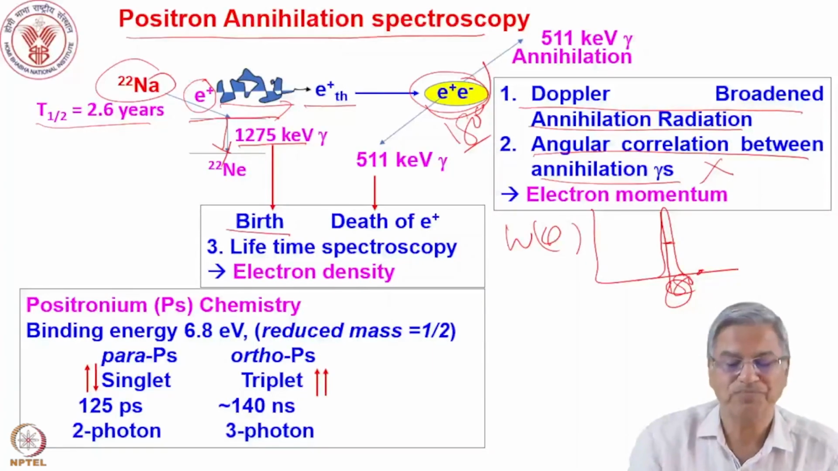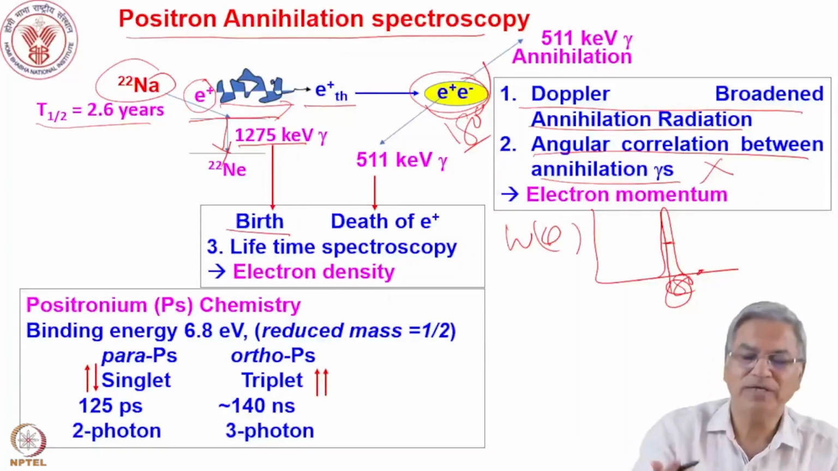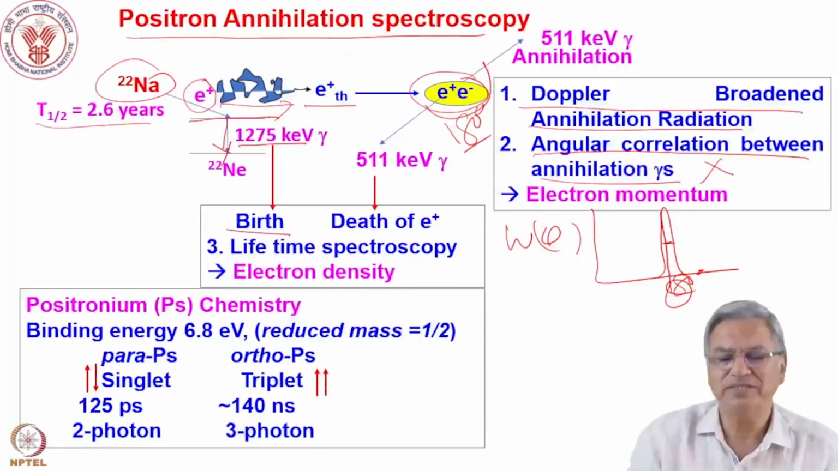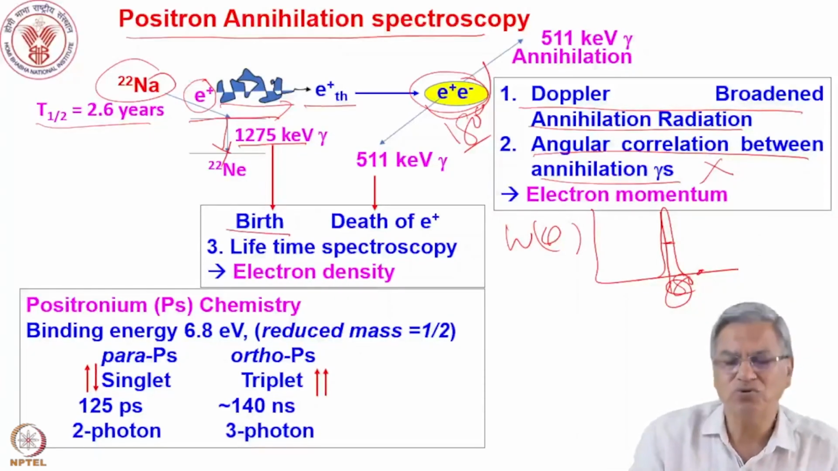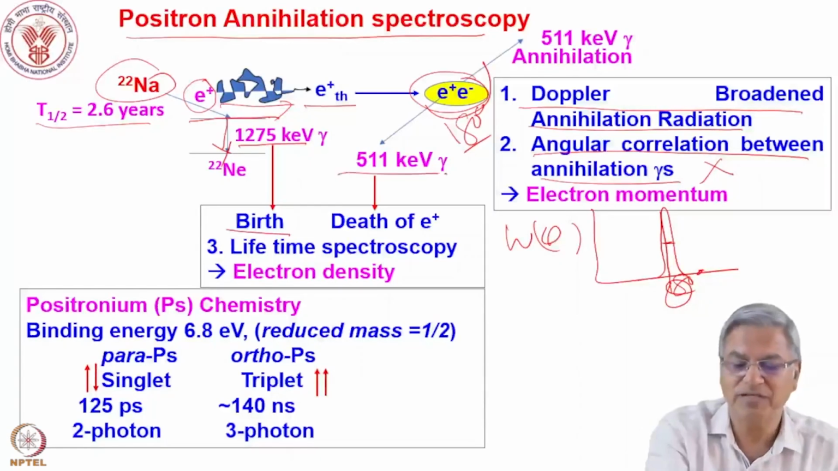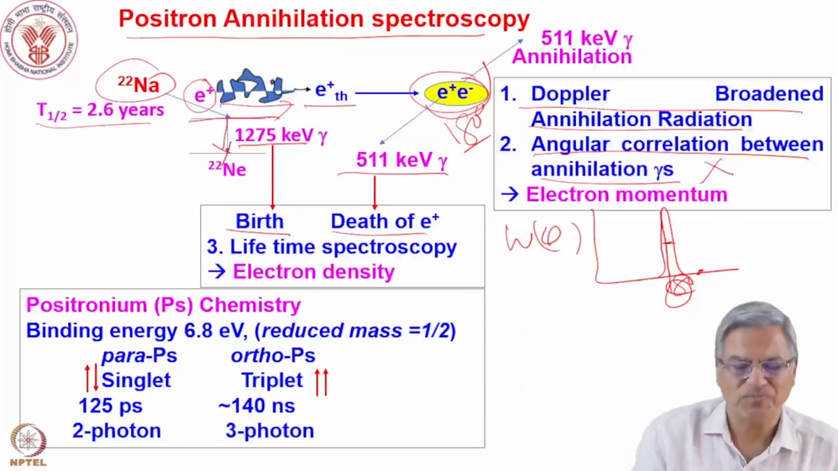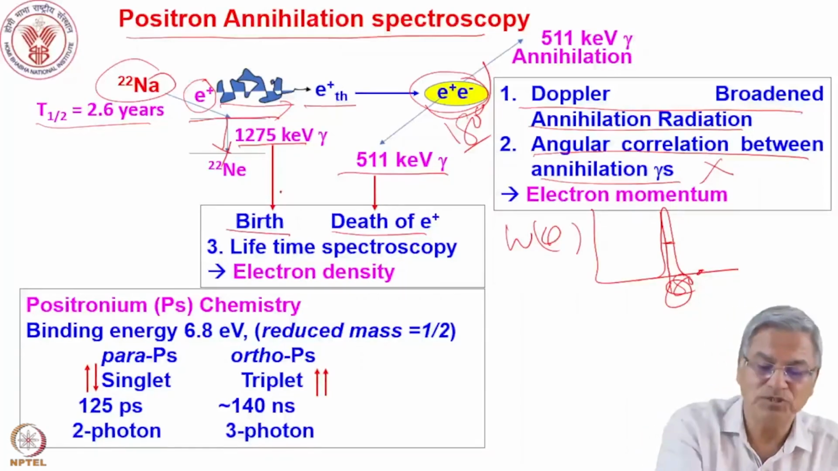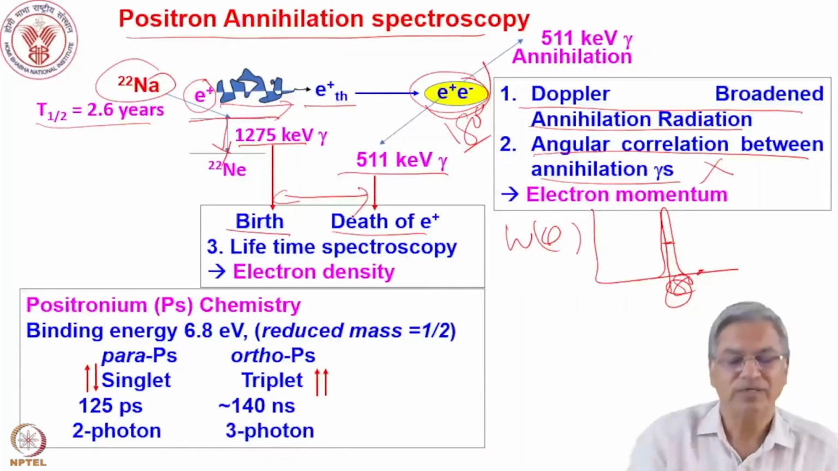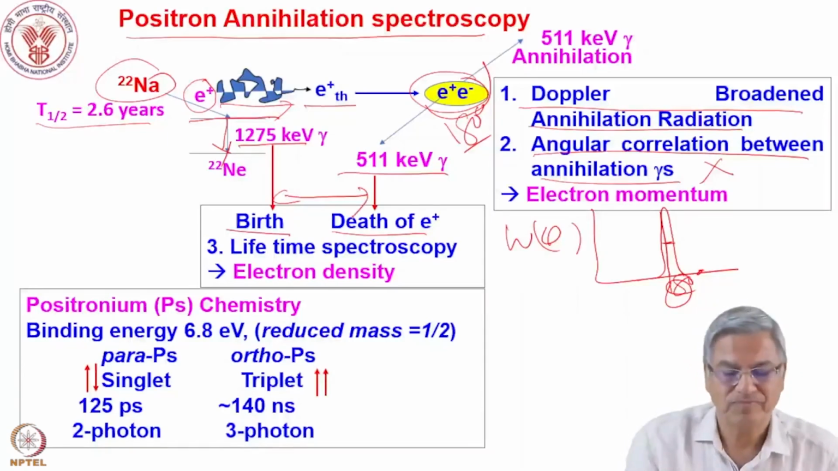positron was born. And subsequently, the positron thermalizes, interacts with an electron and annihilates with the electron to give you a 511 keV gamma ray. So that tells you the death of the positron. Positron is finished now. And the time difference between these two is called the lifetime of the positron.